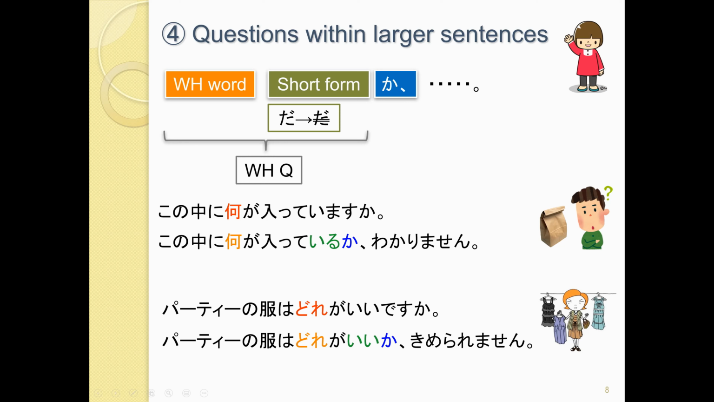Question words are things like who, what, where, when, why, how. I have my sentence with a question word, put it in short form, put ka, and plug it into the whole sentence. But we have another kind of question in Japanese. Let's take a look.